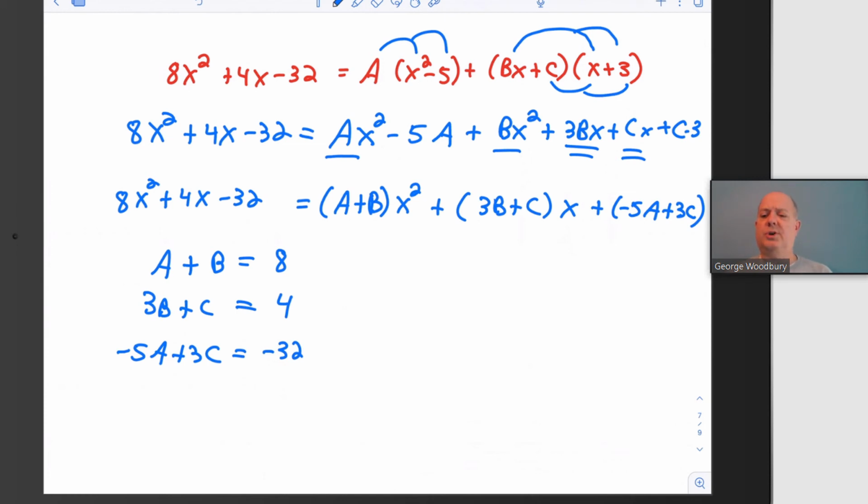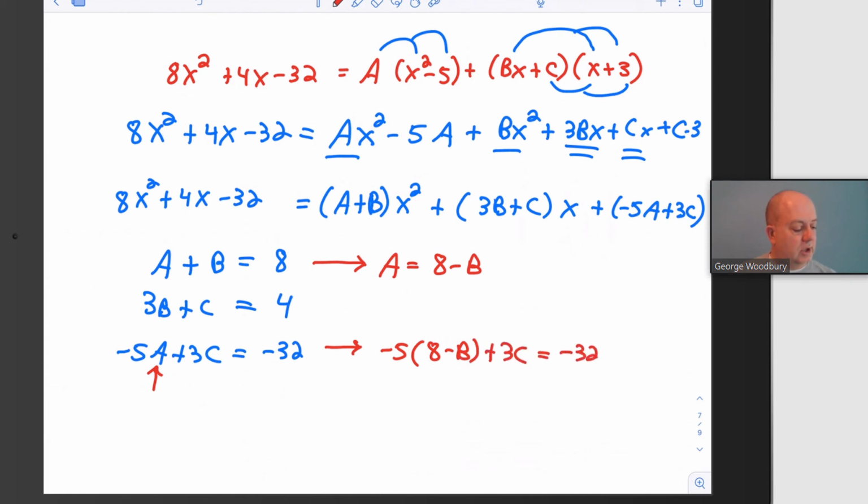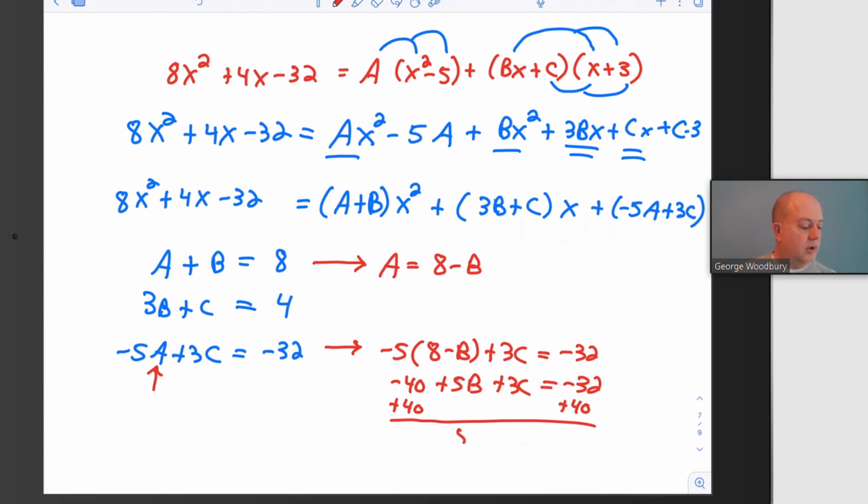Let's see, what would be a good idea here? We could use substitution. So I know that A is the same as 8 minus B. So I can substitute 8 minus B here for A. That's going to be negative 5 times 8 minus B plus 3C equals negative 32, or negative 40 plus 5B plus 3C equals negative 32, or moving the 40 to the other side, getting it into that general form, 5B plus 3C equals 8.